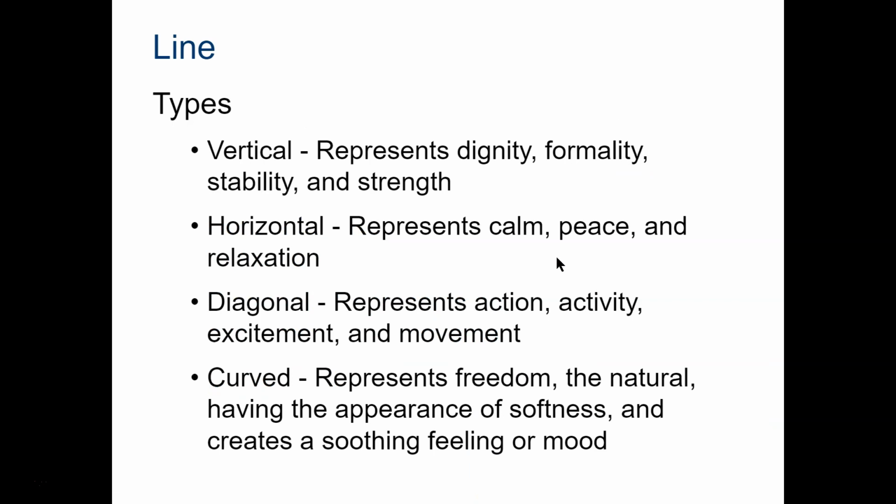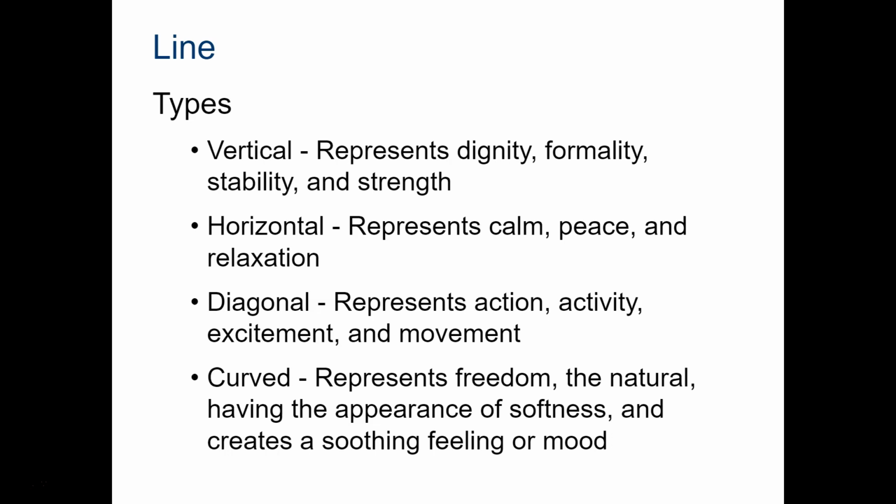There are 4 basic types of lines: vertical lines, horizontal lines, diagonal lines, and curved lines. Vertical lines are typically thought of as representing some type of dignity or formality, having stability and strength. In architectural purposes, this is often thought of as being a masculine feel. Horizontal lines often represent calmness and peacefulness, relaxation. Think of things like the Empire State Building, very sturdy, tall, strength of a building there, right?